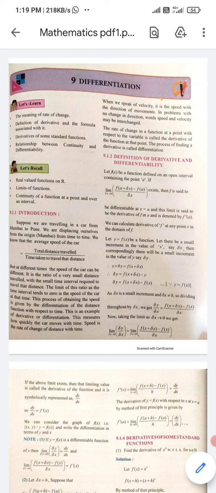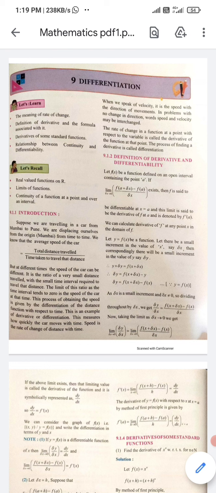Limit h tends to 0 of sin h upon h, which is 1, times 1 upon cos(x+h) into cos x. Sin h upon h is equal to 1, so we get 1 upon cos x into cos x, that is cos squared x. So if f(x) = tan x, f'(x) = 1 upon cos squared x, which is sec squared x.